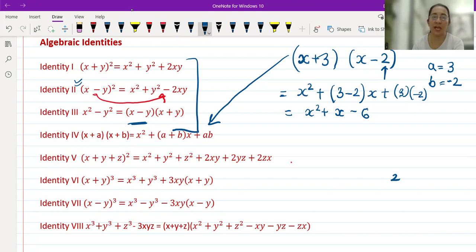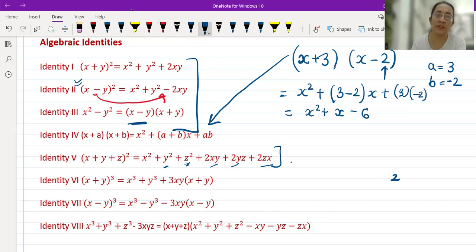Now let's come to the fifth identity, which says x plus y plus z. Now we have three variables here. When we have three variables, its whole square will give you x square, y square, z square plus 2xy, 2yz and 2zx. So everything is positive. All the signs are positive here. So next, identity number 6.